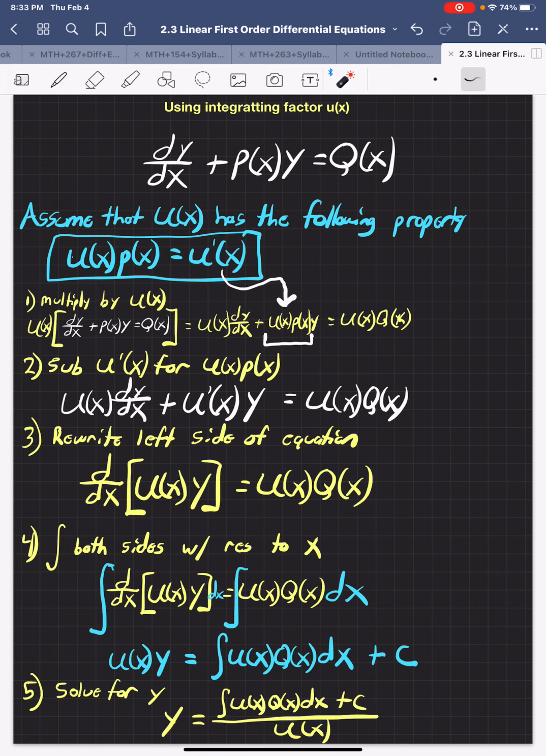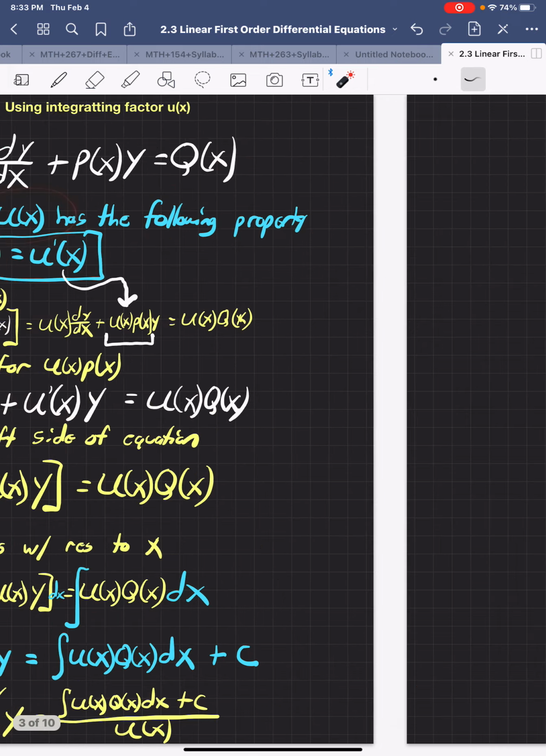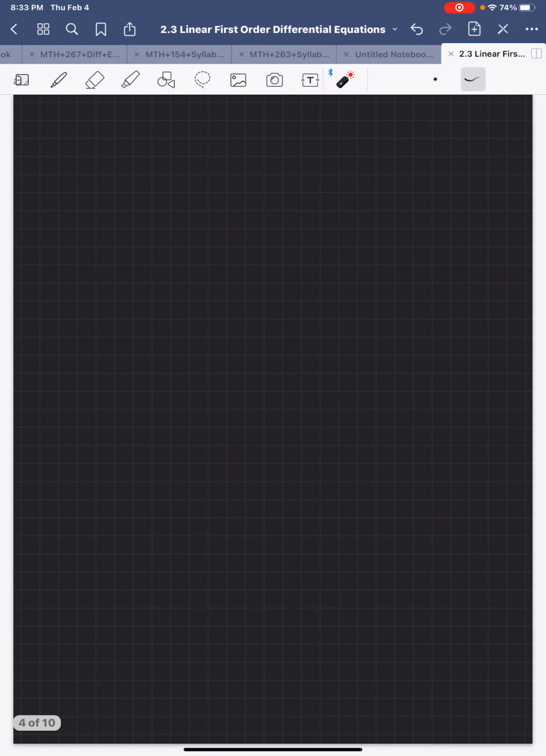Okay, now what's up with this magical function u of x? So here's how I'm going to try to explain this, and I know you're getting tired. I know you want to jump to the examples, but that's the wrong strategy. So please listen to me. And if you've got to pause the video and take a break, no problem, but stay with me. Don't jump to an example yet. Listen.